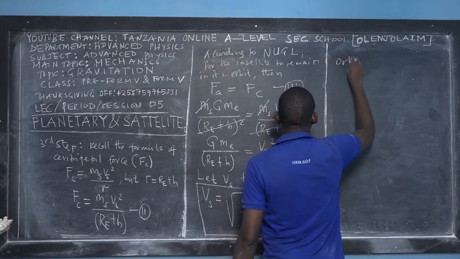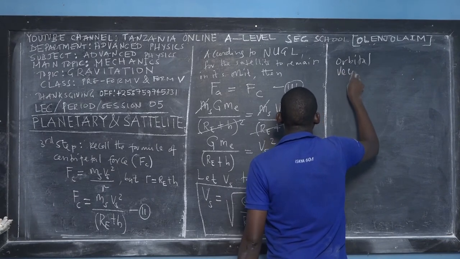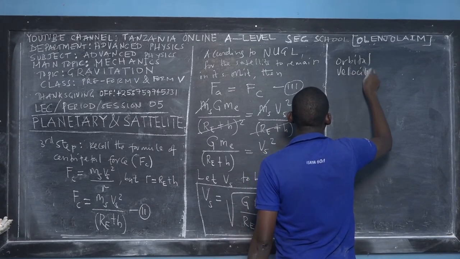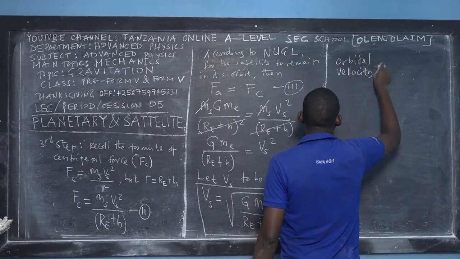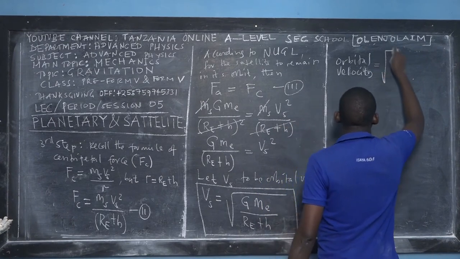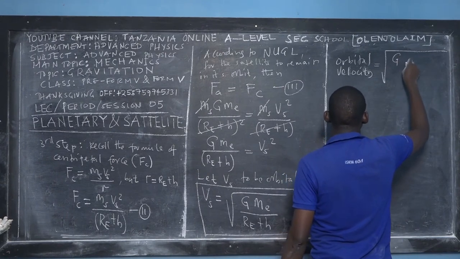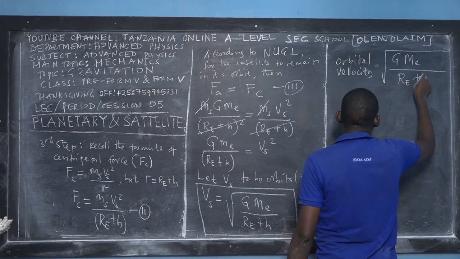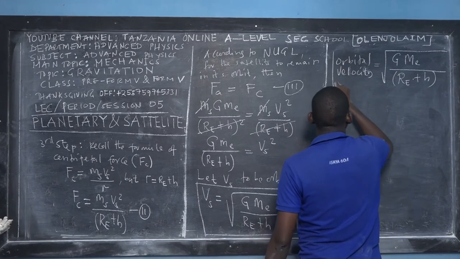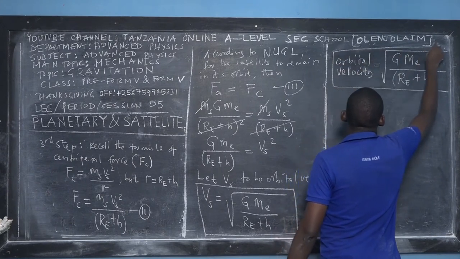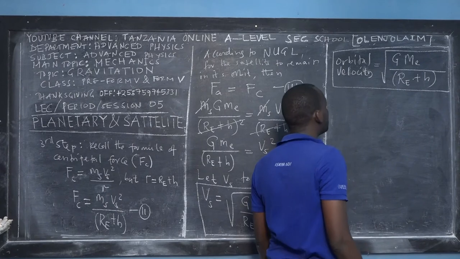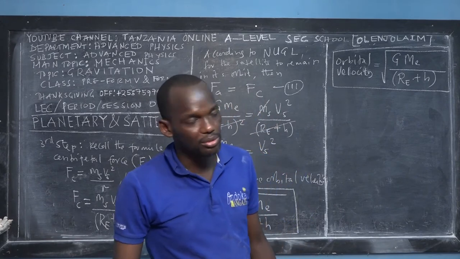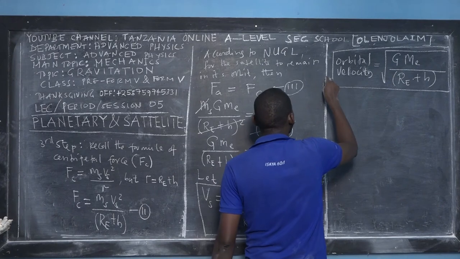To clarify this concept, the orbital velocity of the satellite is equal to the square root of the universal gravitational constant times the mass of the Earth, divided by the radius of the Earth plus the height. Again, we can simplify further because Newton has given us a lot on this concept of gravitation.